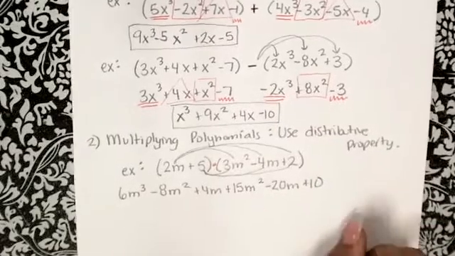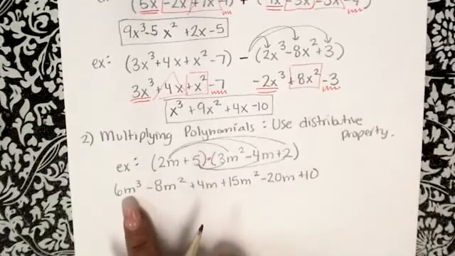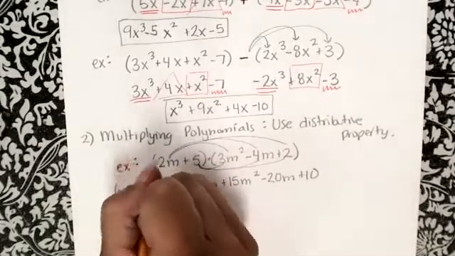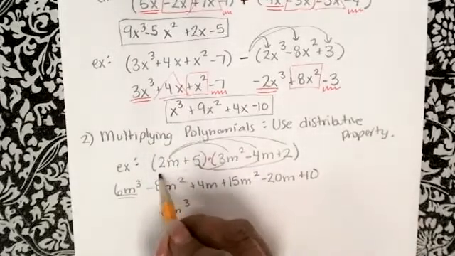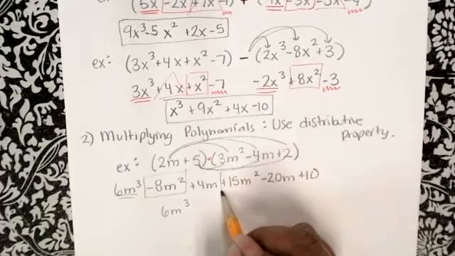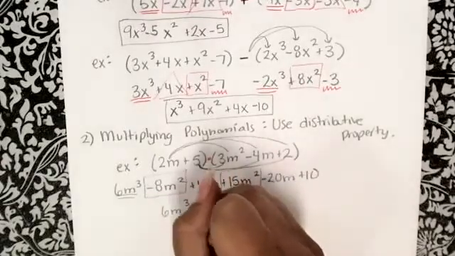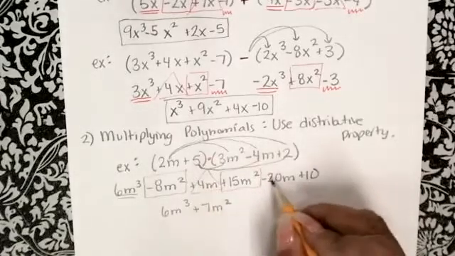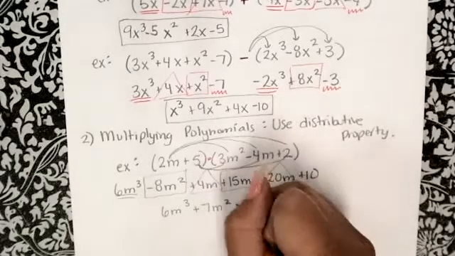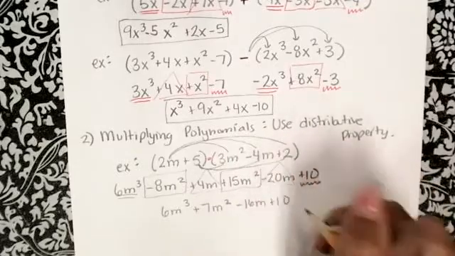Do not leave your answer like that. I'm now going to combine like terms. Start off with the highest exponent. The highest exponent here is going to be a 6m cubed. So nothing goes with the 6m cubed. Next goes the m squared. So here's an m squared, here's an m squared. And negative 8 plus 15 is going to be a positive 7m squared. Next goes the 4m with the negative 20m. That's going to be a negative 16m. And then nothing goes with the positive 10.